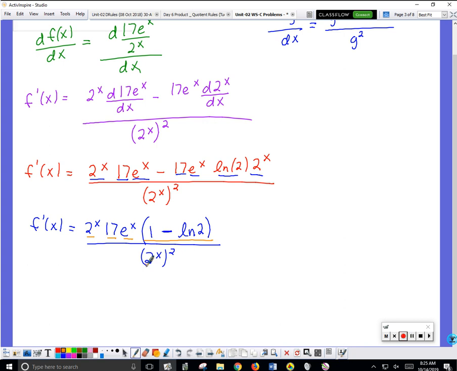Okay, the bottom is also factored. The factors of the bottom are 2 to the x and 2 to the x. So the rule is, if the top is factored and the bottom is factored, you can divide factors. So this factor of 2 to the x will divide with the factor in the bottom to make 1. So you're left with 17 e to the x, 1 subtract ln of 2, divided by 2 to the x.